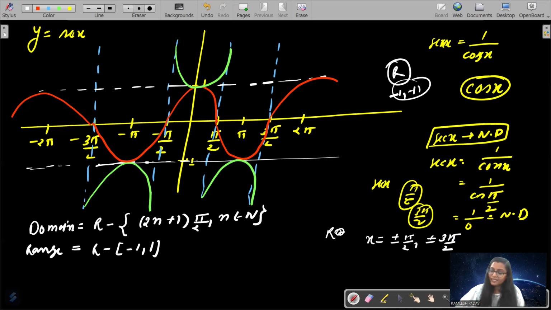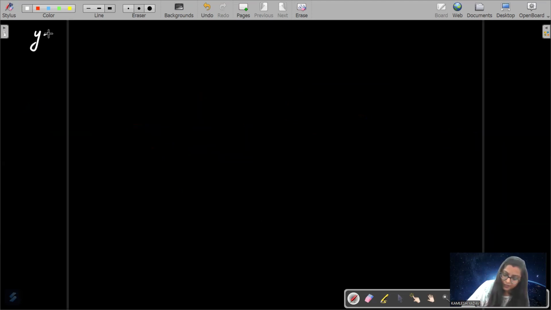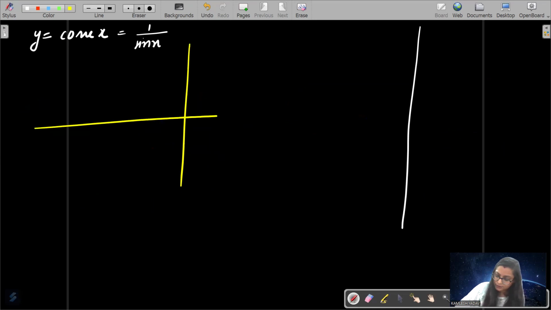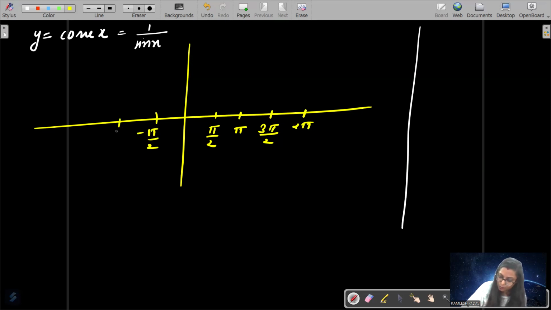Okay, now we go for the next graph. The next graph is y is equal to cosec x. So cosec x means 1 upon sin x. So first of all, we find the points where cosec x is not defined. Okay, first I mention the points on the axis: pi by 2, pi, 3 pi by 2, 2 pi. Then for the left side, minus pi by 2, minus pi, minus 3 pi by 2, and minus 2 pi. Okay, and this is point 1 and this is minus 1.